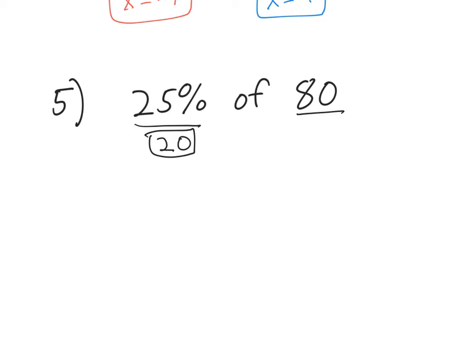Or if you don't want to think that hard, one way you could do these in your head is think about 10%. When you do 10%, you're just moving the decimal over one place value. So 10% of 80 is 8. There's 2 10%, and then there's 1 5% and 25%. So we do 8 plus 8 plus half of 8, which is 4, and we'll get 20.